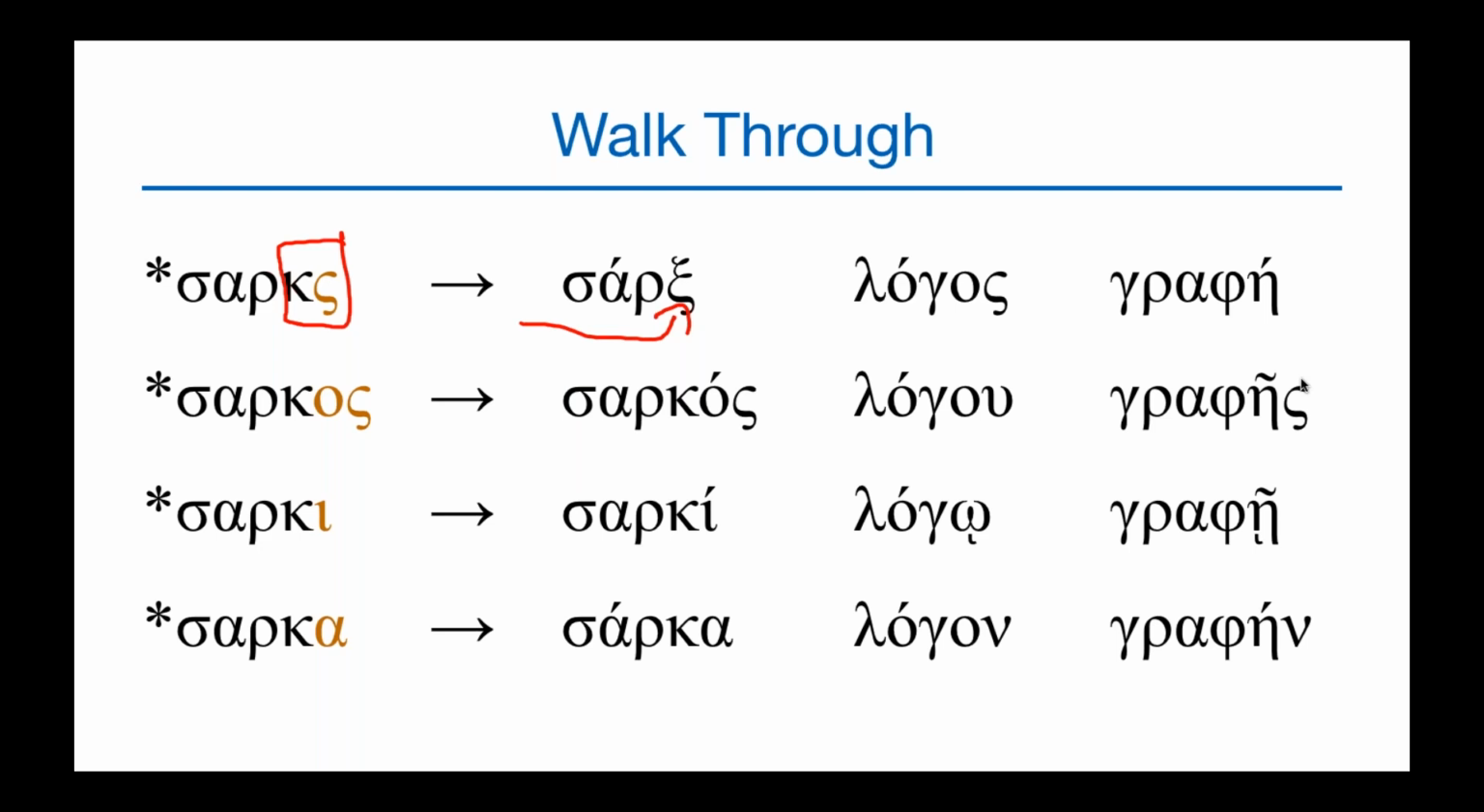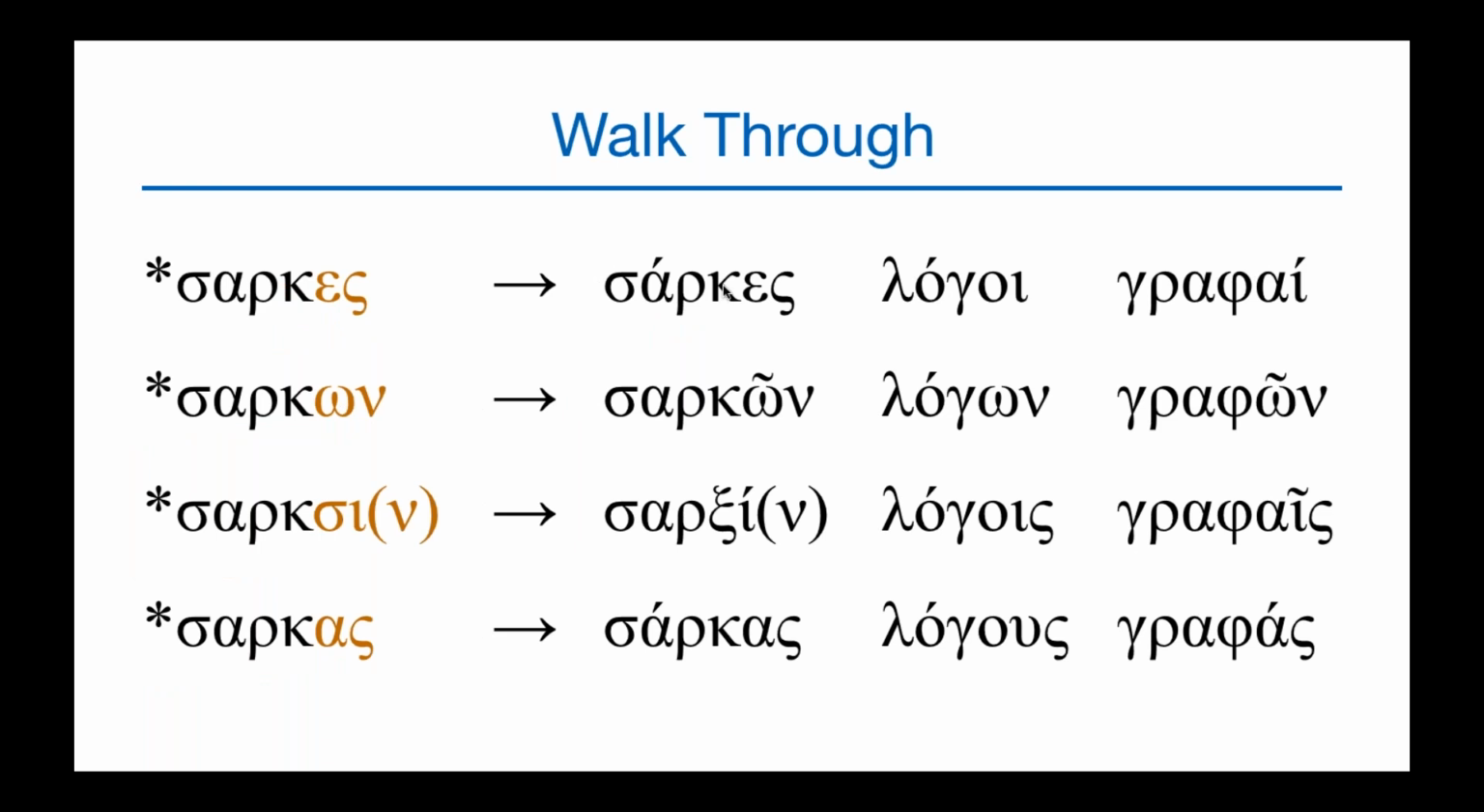So whenever you look at these different forms, what it's demonstrating here is the third declension nominative, the third declension genitive, third declension dative, third declension accusative. Here we have third declension plural nominative, genitive, dative, and accusative.